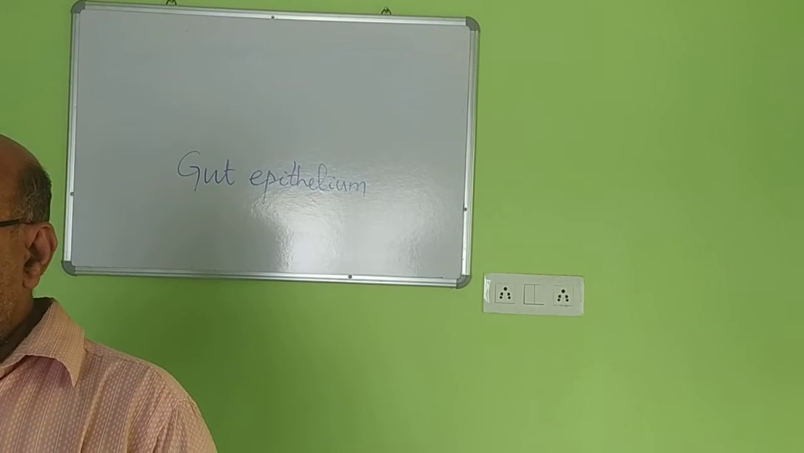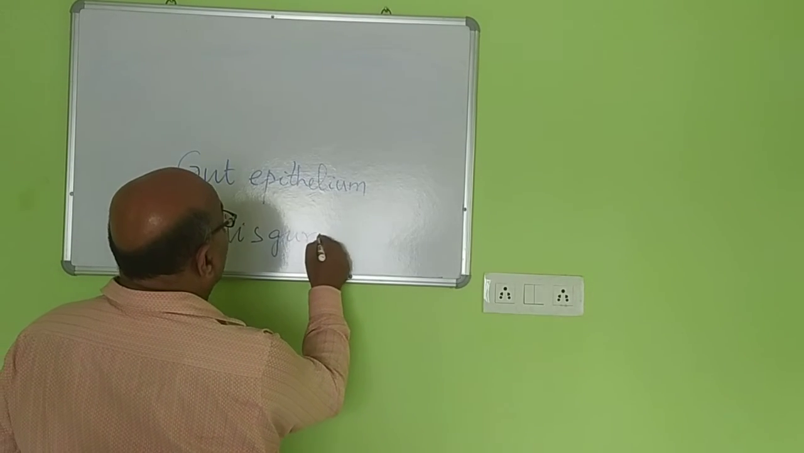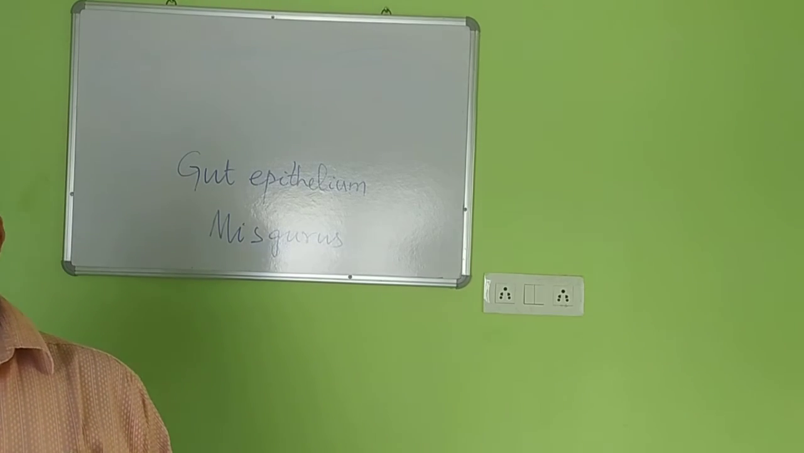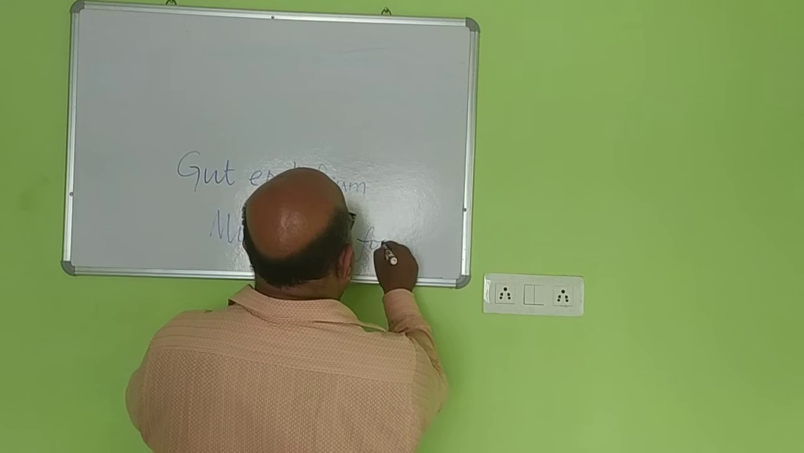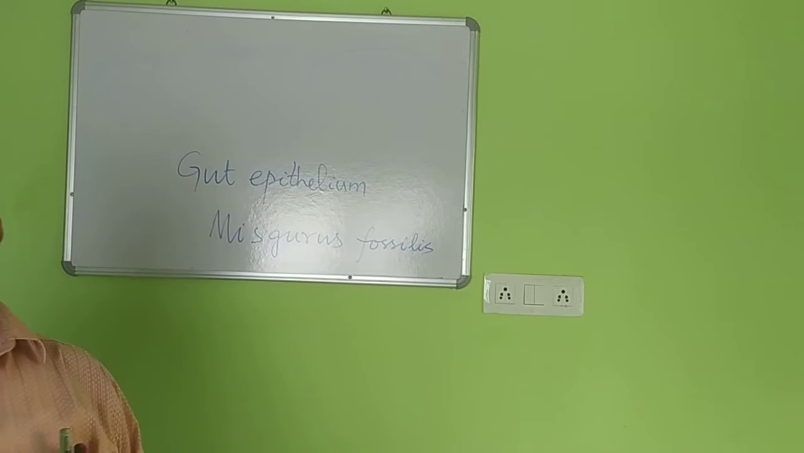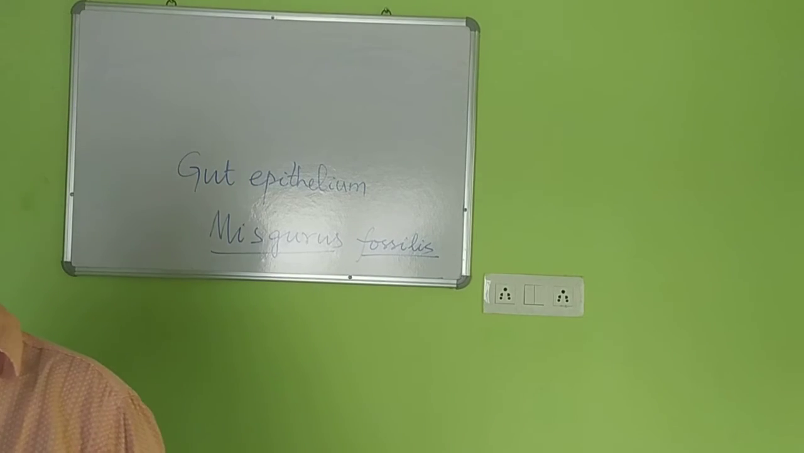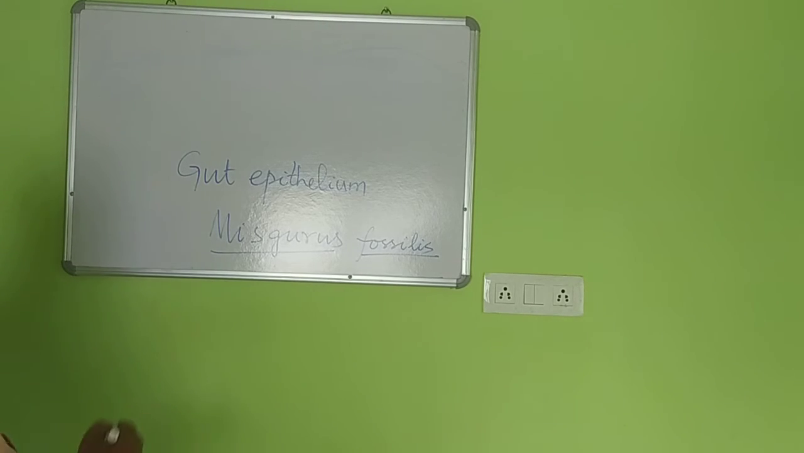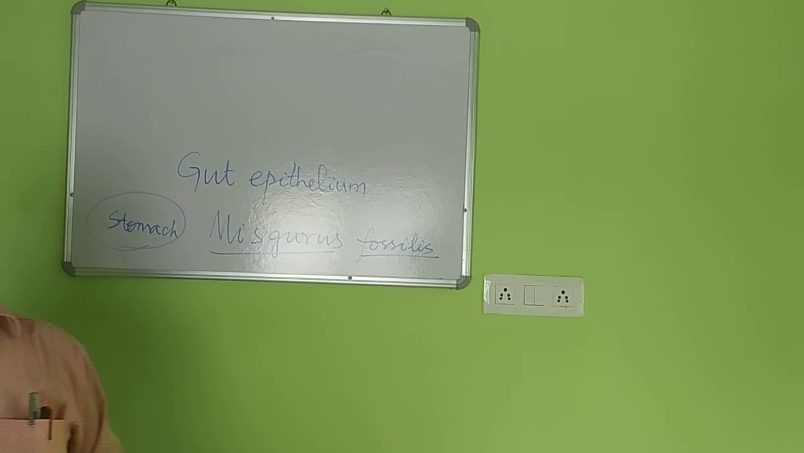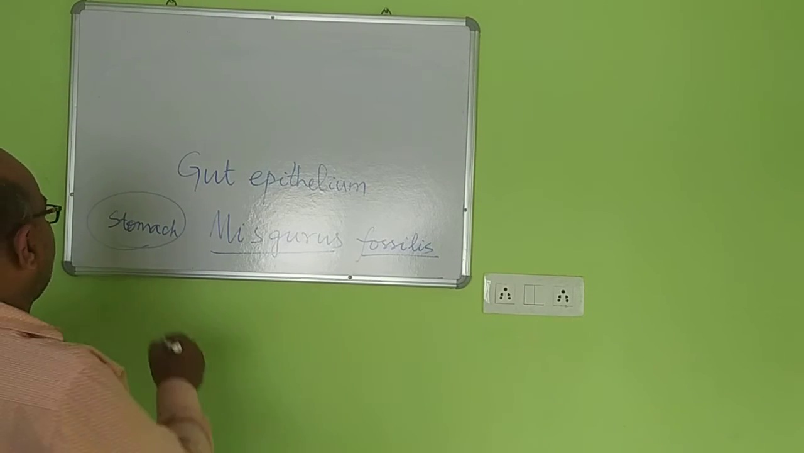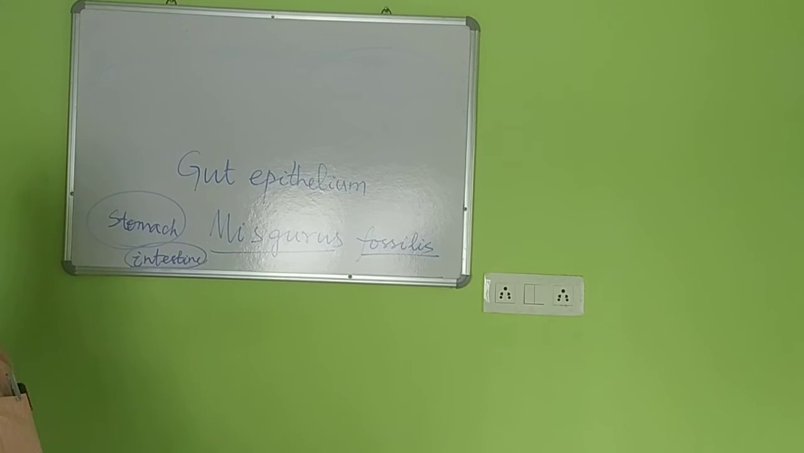And you know one fish that is called Misgurnus fossilis, M-I-S-G-U-R-N-U-S. In this kind of fish, Misgurnus fossilis, the stomach also helps somehow in respiration. After the stomach, you find the intestine in the alimentary canal. That may be the small intestine or large intestine, and it could help somehow in the purpose of respiration.